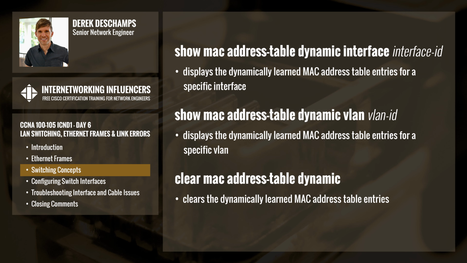The show mac address-table dynamic interface command displays the dynamically learned MAC address table entries for a specific interface. The show mac address-table dynamic vlan command displays the dynamically learned MAC address table entries for a specific VLAN. While the clear mac address-table dynamic command clears the dynamically learned MAC address table entries.